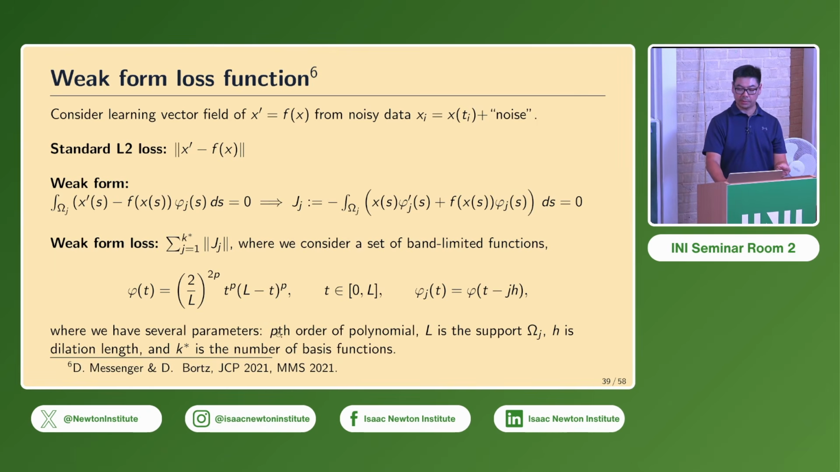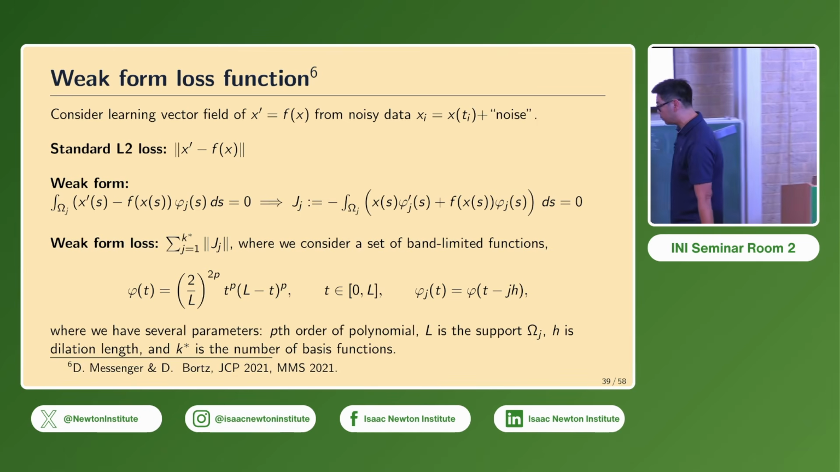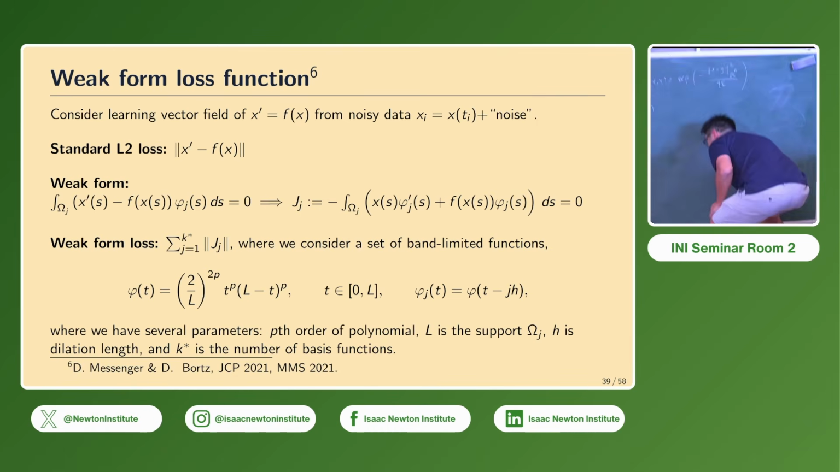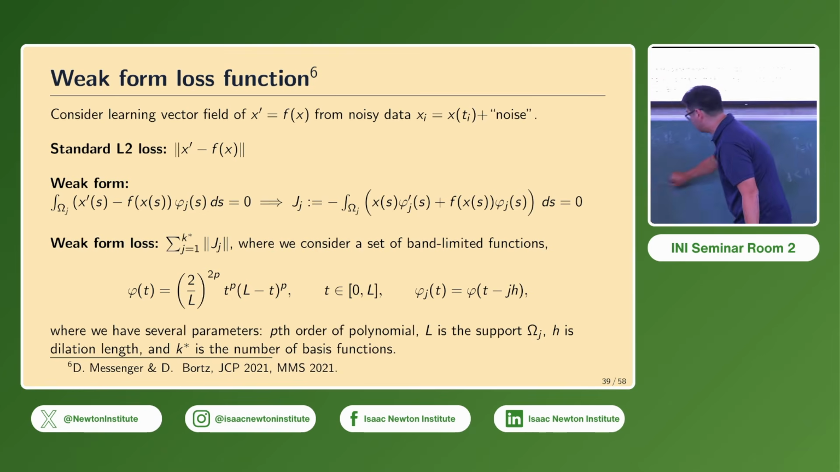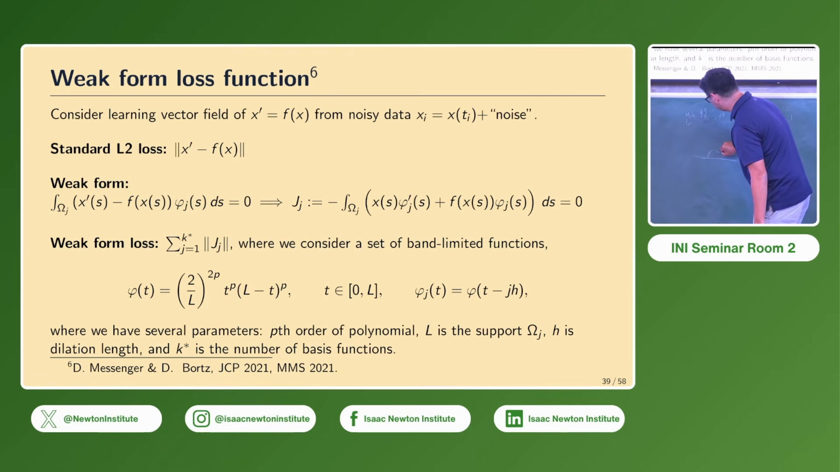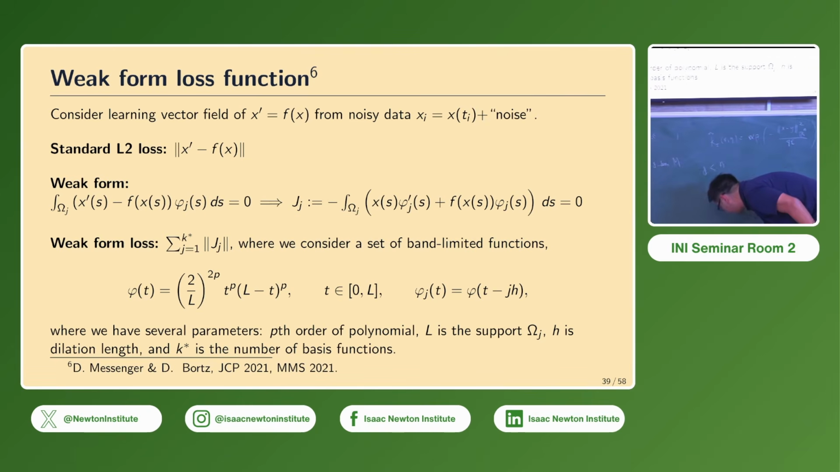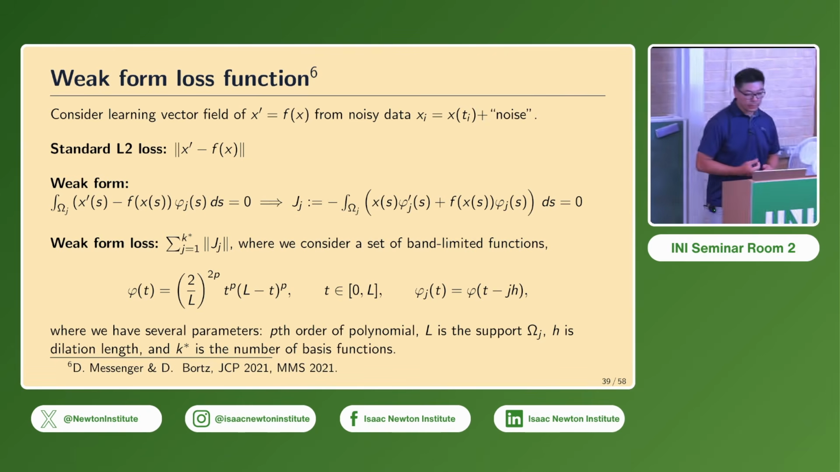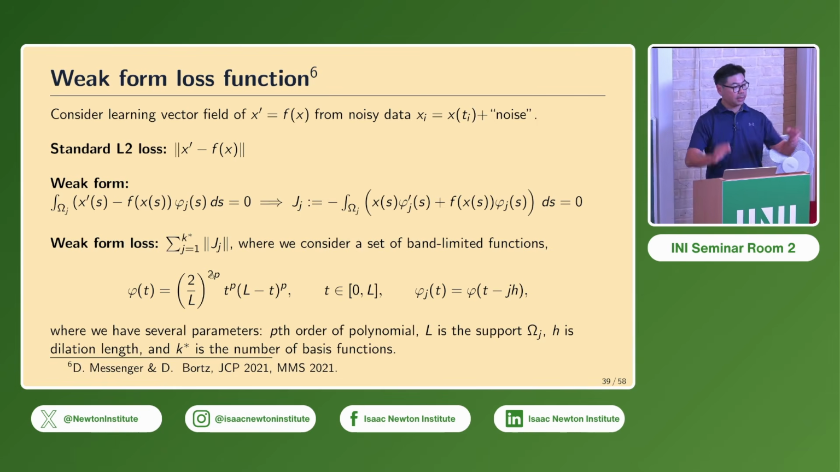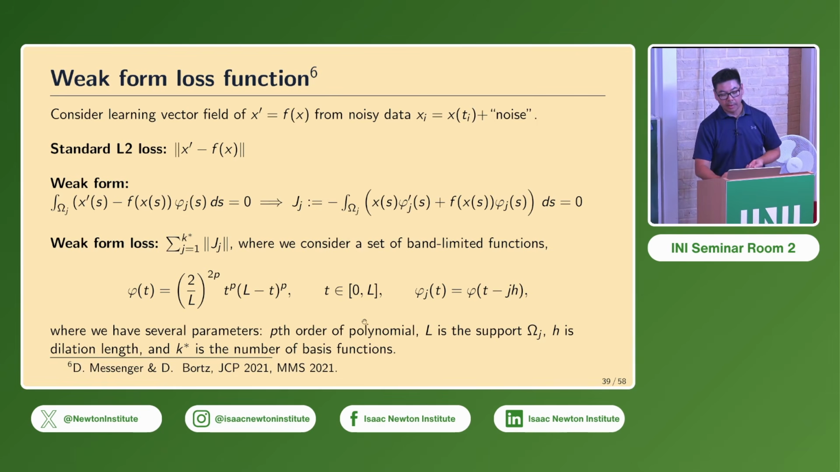This is nice, but there are a couple of things going on here. There are several parameters. p is the order of the polynomial you have to pick, because the original function is just looking something like this. I'm not good at pictures. This is sort of compact support of length L. So then you have to choose p, the sharpness of how it turns, the length of the compact support, and then the dilations by h.